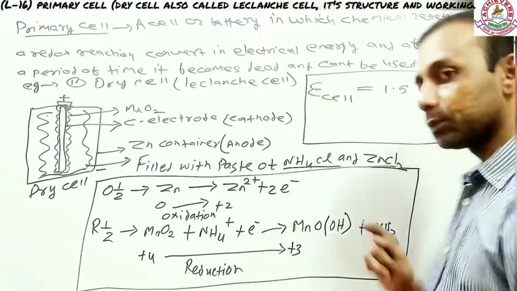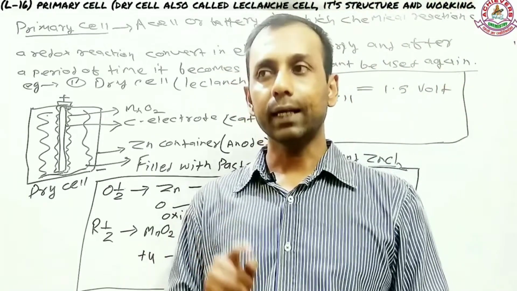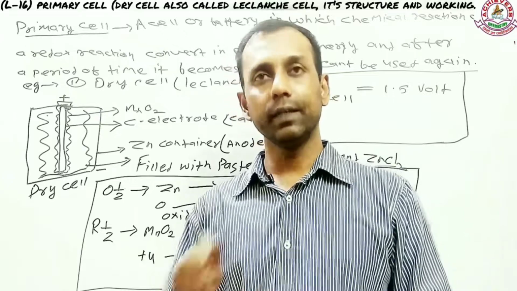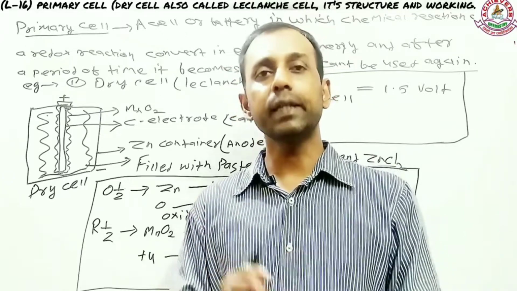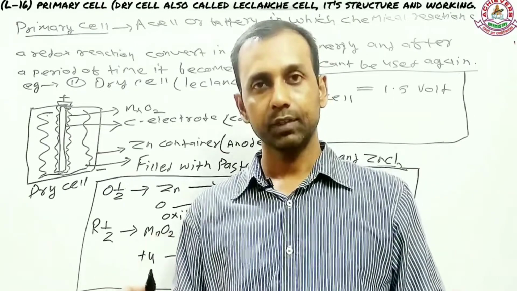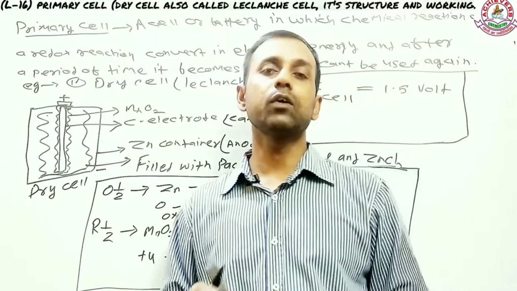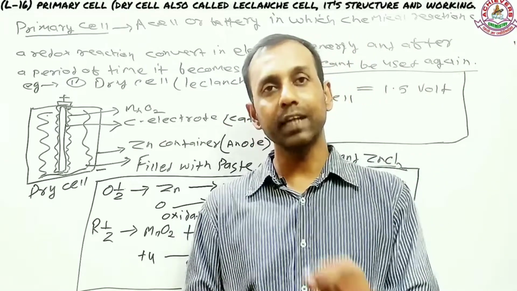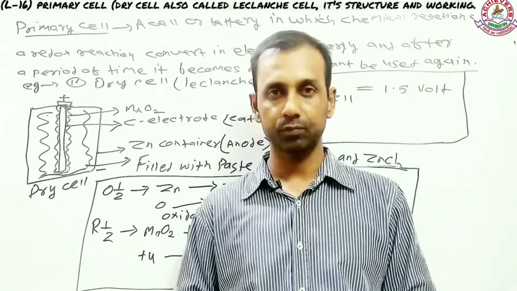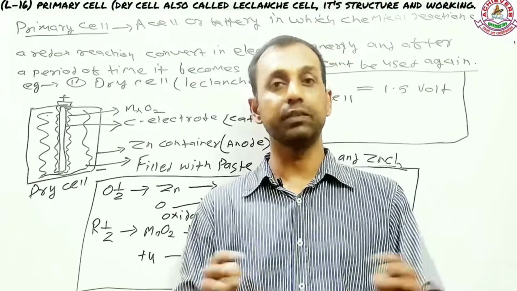And there is a problem with this cell here. You have to be very careful for the exam, that this cell has a limitation, and the limitation is that its voltage does not remain constant throughout its life. So that is a demerit of this primary cell. What that means? There is slight fluctuation in the voltage. So that is why it is not used in almost every appliance or device.